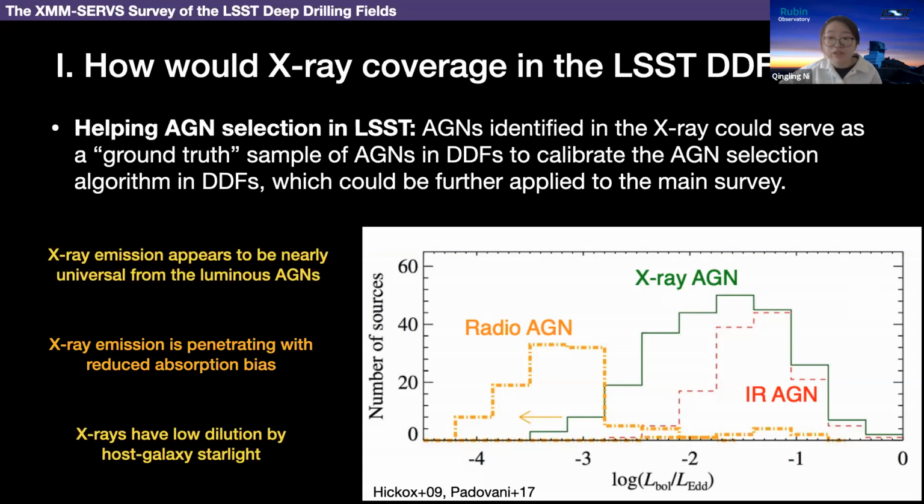In general, X-ray emission serves as a reliable way of selecting AGNs, as it's nearly universal among luminous AGNs, it could penetrate large column density except for really Compton-thick objects, and it has low dilution by host galaxy starlight. It has also been argued that X-ray selected AGNs are less biased in the distribution of Eddington ratio, specific accretion rate, though I need to admit here that different AGN selection methods in different wavelength bands all have their own advantages. But in general, X-ray is a very reliable way for selecting AGNs.